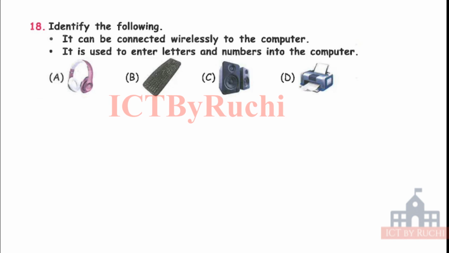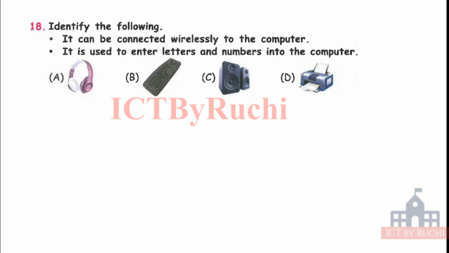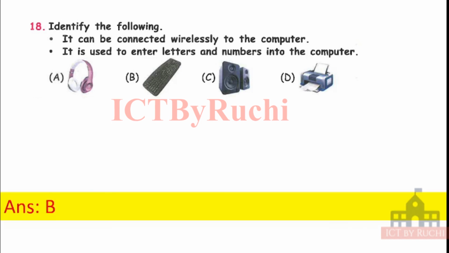Identify the following. It can be connected wirelessly to the computer. It is used to enter letter and number into the computer. Okay, so which is used for typing and which can be connected wirelessly? A, headphones. B, keyboard. C, speaker. D, printer. Tell me the answer. It can be connected wirelessly and is used to enter letter and symbol in the computer. So the answer is B, keyboard.